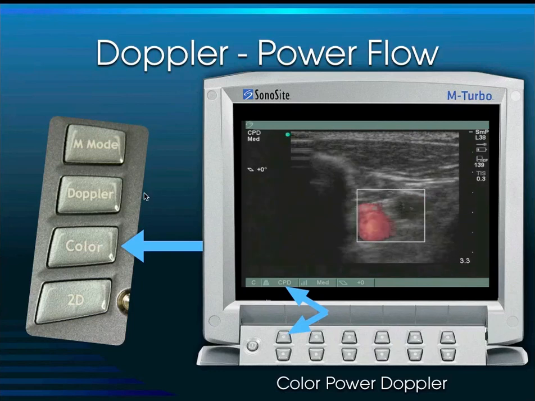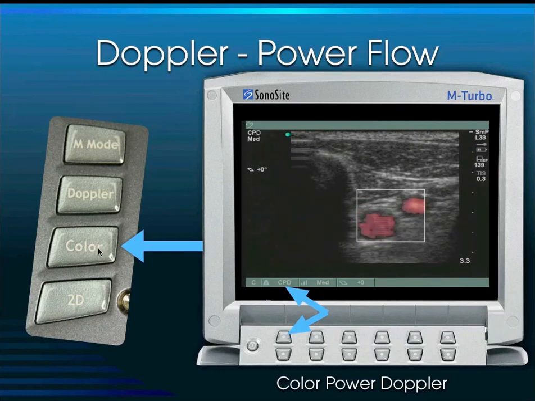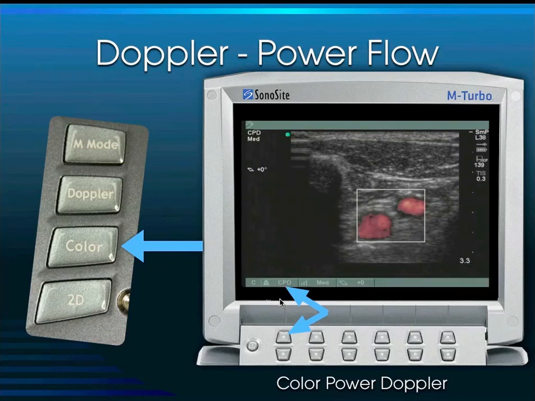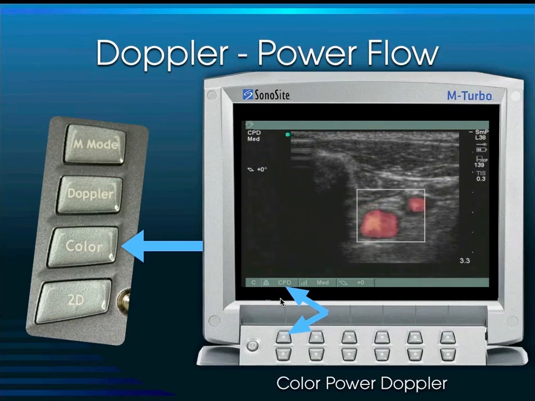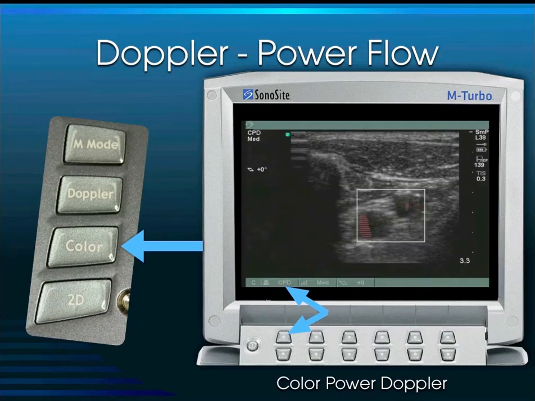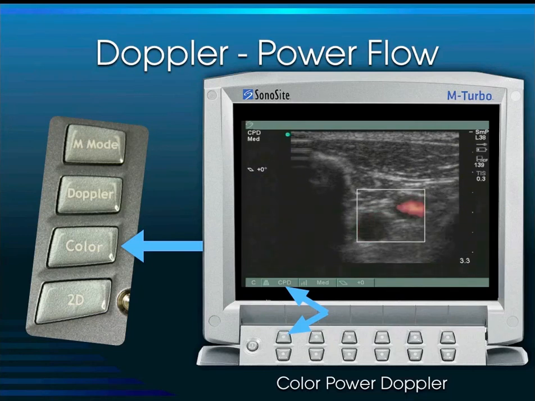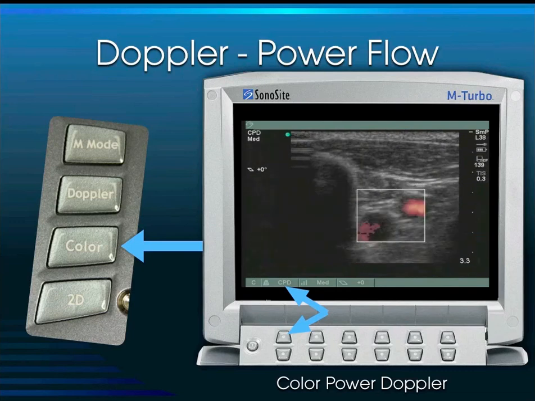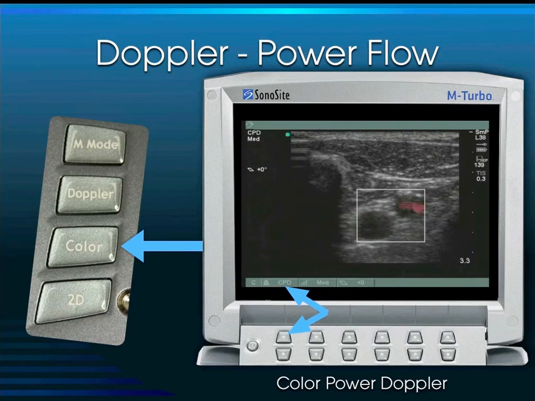The way you activate that is after depressing the color button, you then activate this by the soft key that corresponds to the power Doppler function. And this is an orange only type of flow. It's not directional. It's a very sensitive type of flow and is used for identifying perfusion in tissue that has a low perfusion state, such as the testicles.